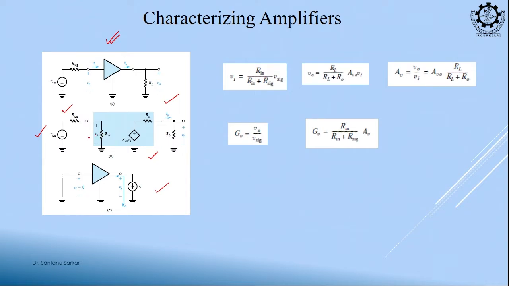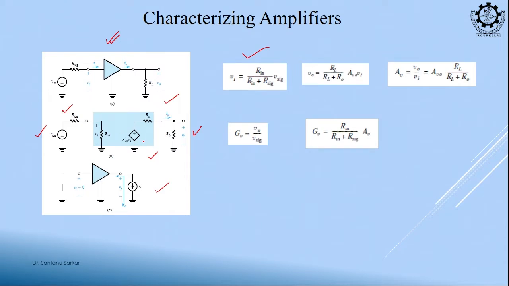So, what is the relationship between Vi and Vsig? Vi is equal to just potential divider, Rin by total resistance Rin plus Rsig into Vsig. This is my first part. What is the relationship for V0? V0 is equal to RL into current flowing, right. What is the current flowing?